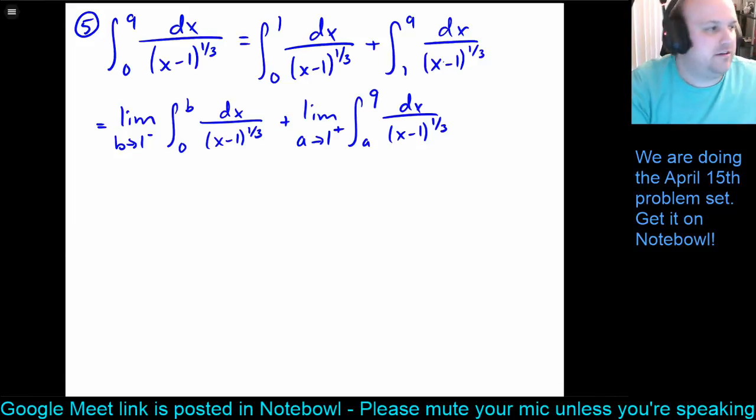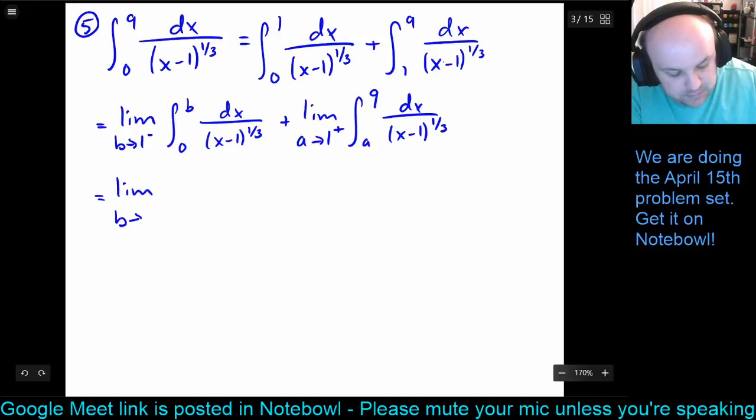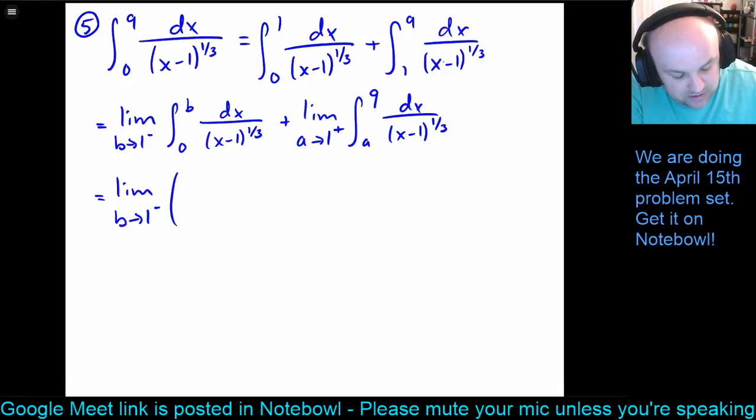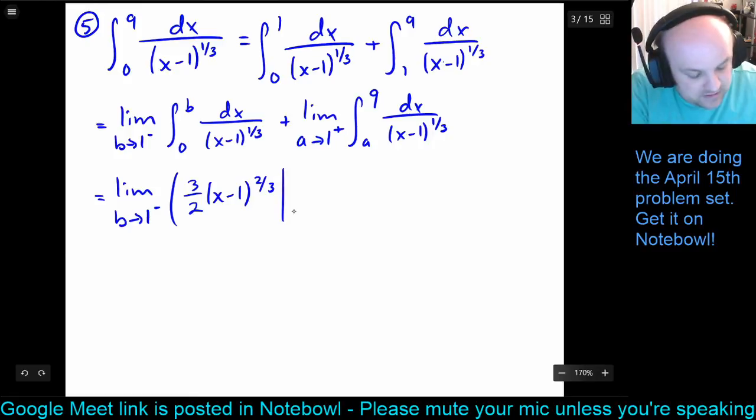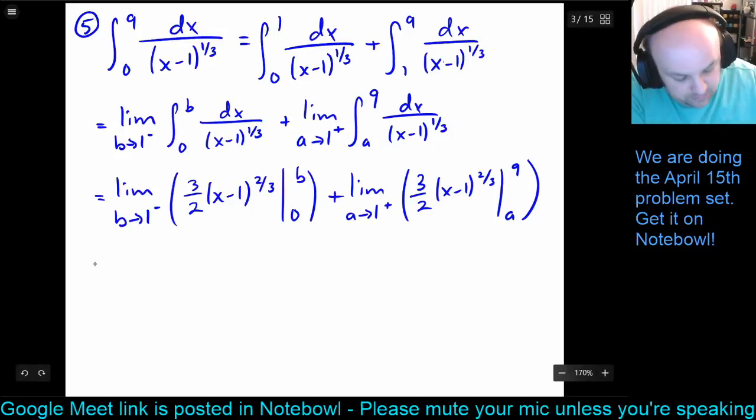Right, so now we've got to do this integral here. I've got to move this back over here so I'm looking at the right spot. Let's compute our integral. So, limit as b approaches 1 from the left. When we integrate this, we're going to have 3/2 (x minus 1) to the 2/3, from 0 to b. Plus the limit as a goes to 1 from the right of 3/2 (x minus 1) to the 2/3 from a to 9. Okay, so now let's plug all our stuff in here.